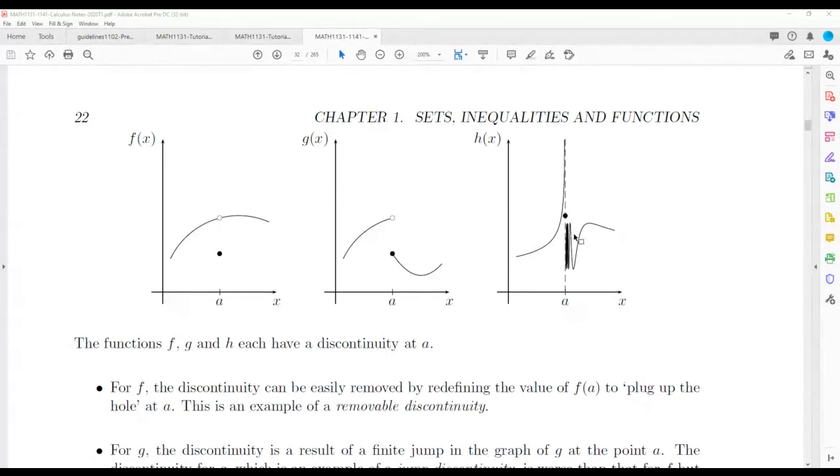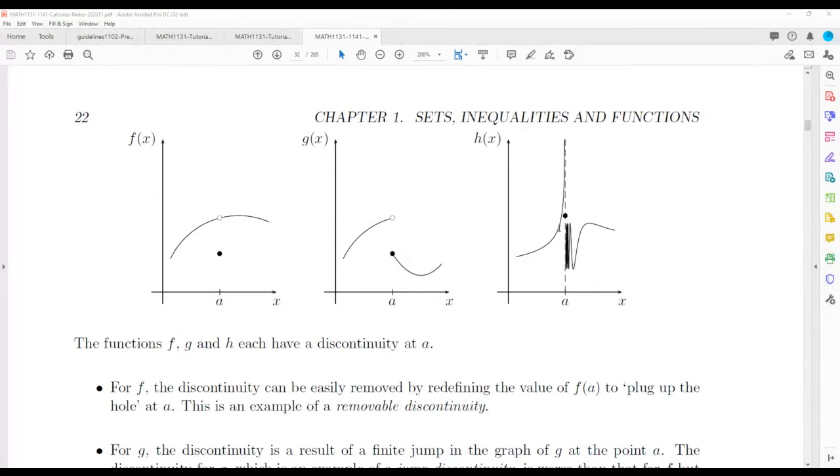all behave a bit differently. Okay, and what the text and the ideas here are trying to say is that this kind of jump is different from this kind of jump. Okay, and they're different from this kind of jump. What the first one can do, you can fill this little hole by redefining that black point to be up here. With this, you can't do it. And with this, you can't do it as well.